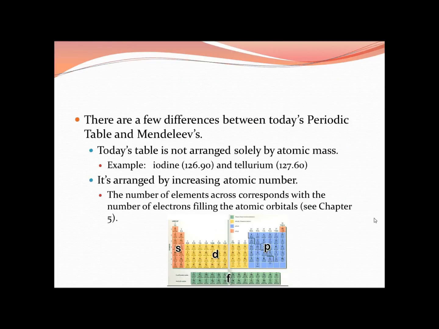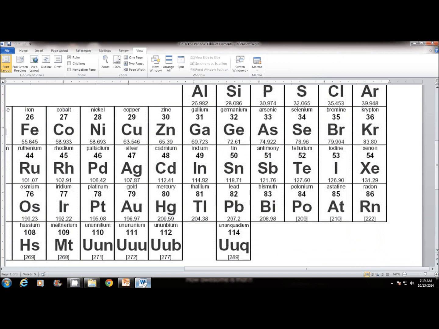Some differences between today's periodic table and Mendeleev's is that today's table is not solely arranged by atomic mass. For example, iodine and tellurium are not arranged by their atomic mass. If we look on the periodic table, antimony has an atomic number of 51 and the mass is 121.76. Tellurium has an atomic number of 52 and the mass is 127.60, and iodine has an atomic number of 53 and a mass of 126.90.